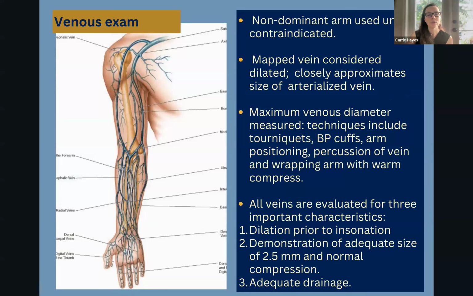Maximum venous diameter measured. So techniques include tourniquets, blood pressure cuffs, arm positioning, percussion of the vein, wrapping the arm with a warm compress. Maybe you've got a patient that's close, but not quite to your criteria. But then some, like Jill was saying this morning, some surgeons say don't put tourniquets, don't do things to these vessels because we don't want to damage or harm them in any way. So it'll be specific to your department, and you'll need to check in with the folks that you're doing these mappings for. And all veins are evaluated for three important things. So dilation prior to insufflation, demonstration of adequate size, so 2 to 3, and normal compression and adequate drainage.